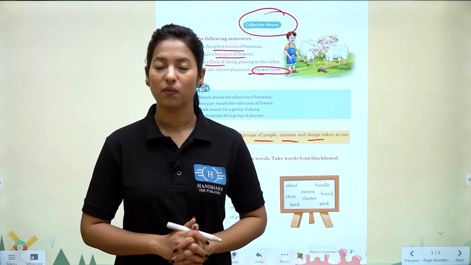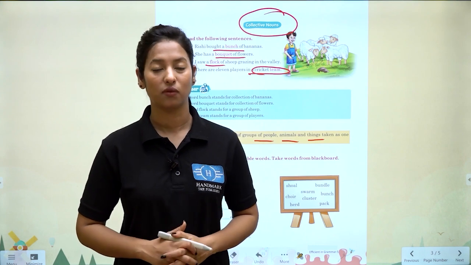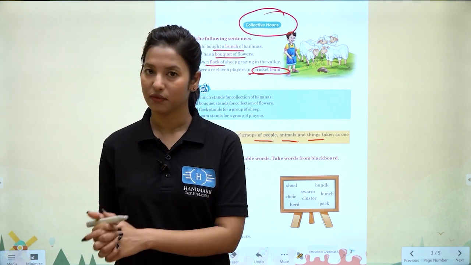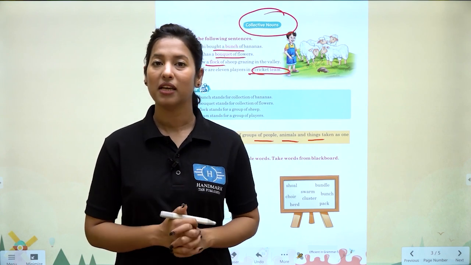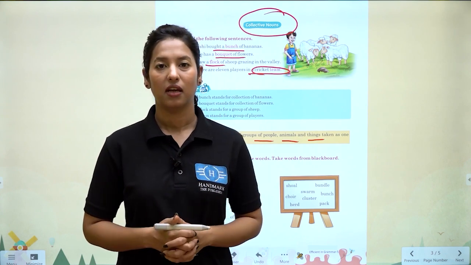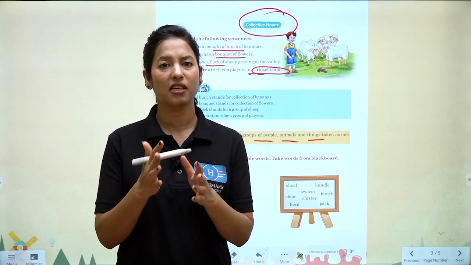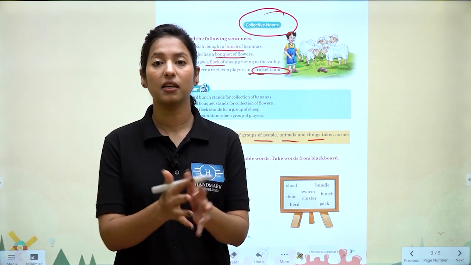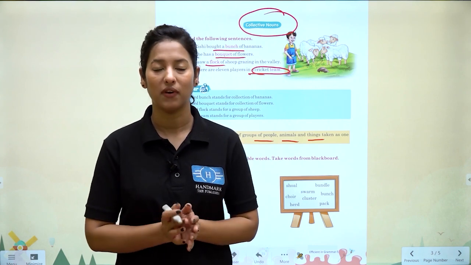So children, today we learned three different kinds of nouns. These are common noun, proper noun, and collective noun. Common noun is a class of entity and proper noun is any specific entity. Whereas the collective noun is the collection or the group of entities.